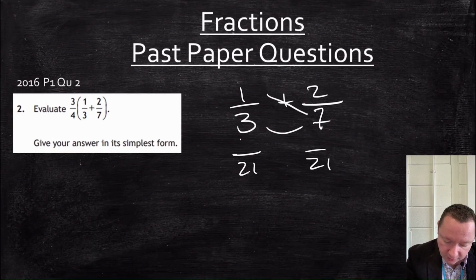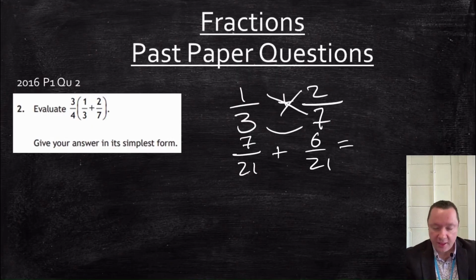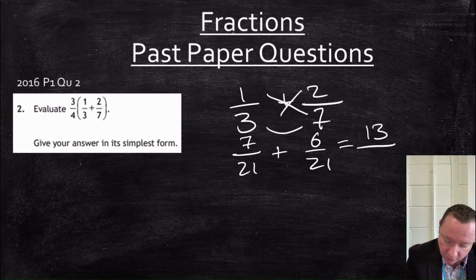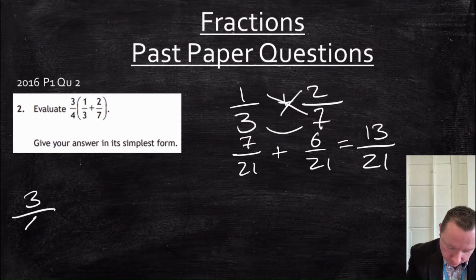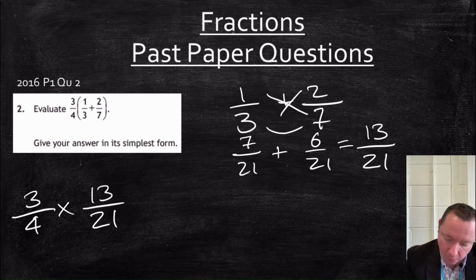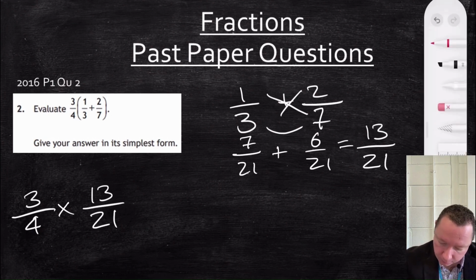1 times 7 is 7, plus 2 times 3 is 6. 7 plus 6 is 13, so we get 13 out of 21. We've got 3/4 times the answer we just got, 13 out of 21.